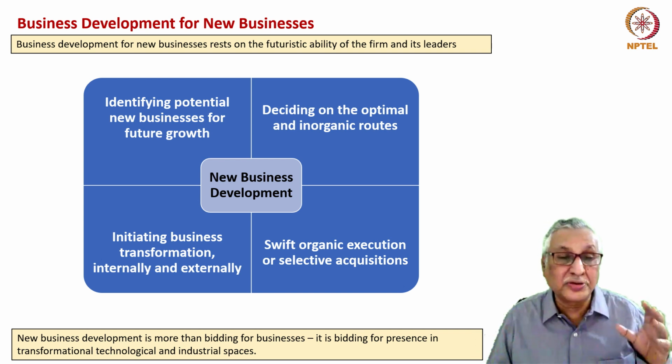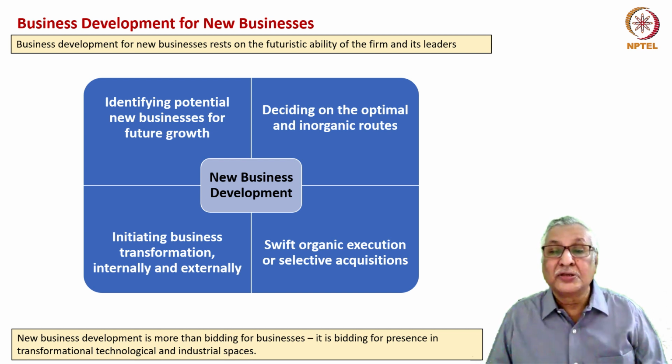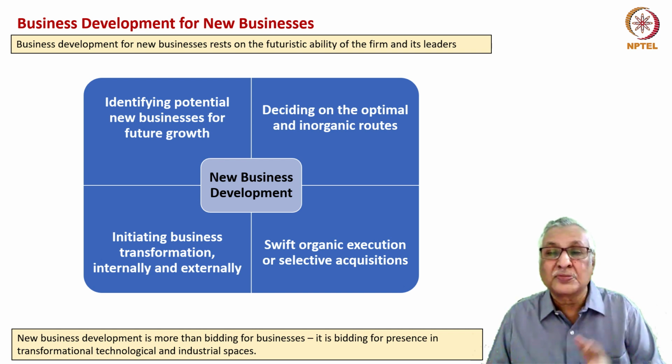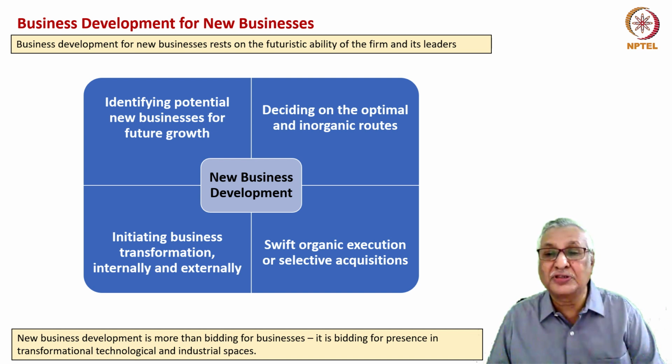As I kept saying throughout the course, they should be able to identify the mega trends or even shape the mega trends. They should have the ability to analyze the pros and cons of optimization between organic and inorganic routes. Deciding on the optimal organic and inorganic routes is one of the important ways in which business development for new businesses can take off. Third, swift organic execution or selective acquisitions. That is, you should be able to do, if organic, execution very fast and very swiftly. Or to compress the timeline, you should be able to do selective acquisitions very quickly.